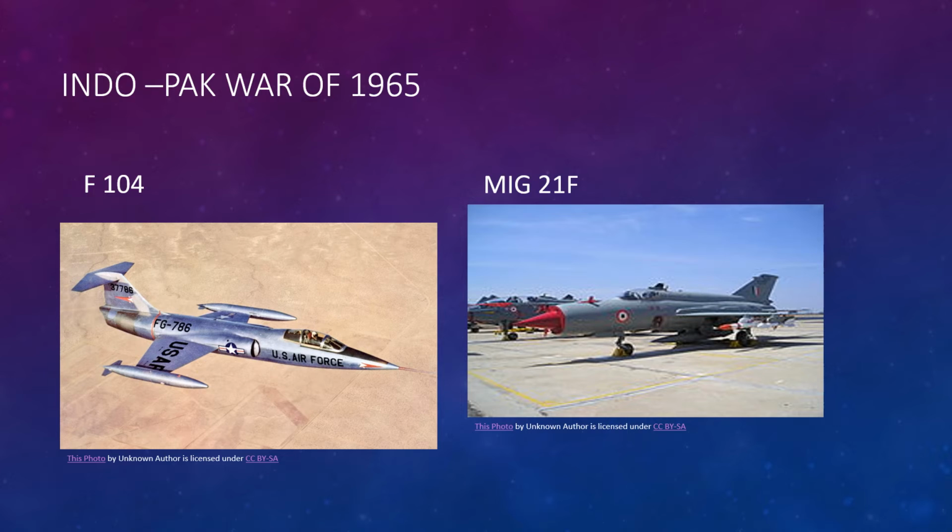During the Indo-Pak War of 1965, both the Pakistanis and Indians were equipped with supersonic jets. Pakistan was equipped with the F-104 and the Indians were equipped with MiG-21s, which were used by both air forces.